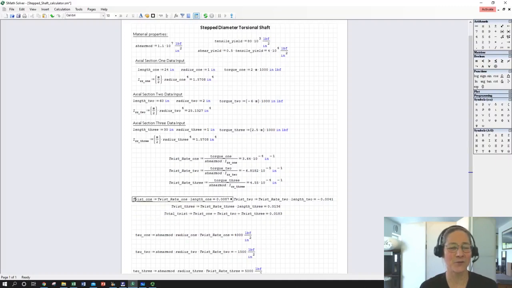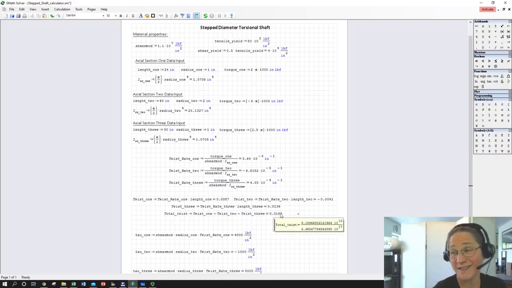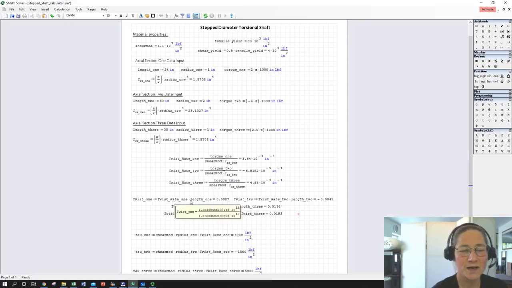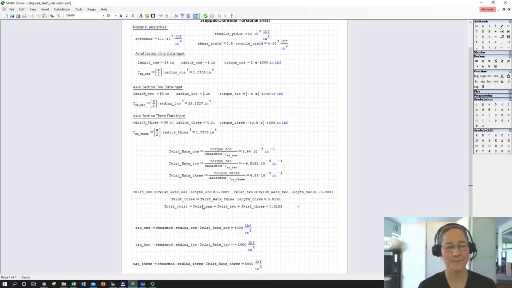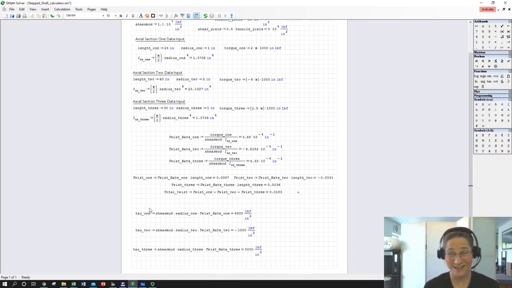I can create twists from twist rates by multiplying by the lengths, and then I can add up all the twists to get a total twist. And of course, there is no unit on total twist because it's in radians. We basically notice when we multiplied the twist rate by the length, we ended up obliterating the units, they canceled out, which is what we would have expected. And last but not least, are we going to yield?